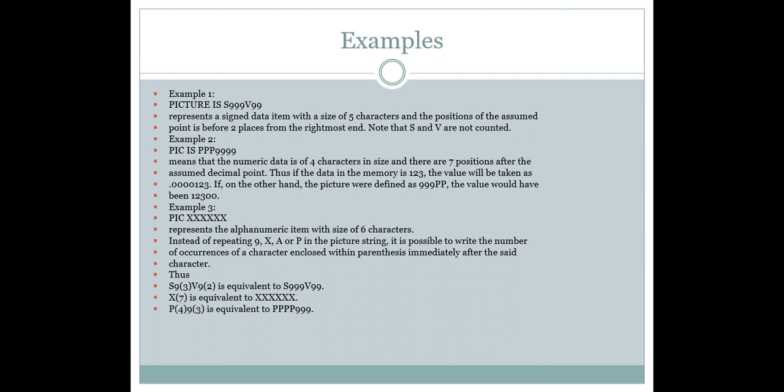Suppose you are going to insert a value of 123 within it. The value will be taken as a decimal point, then 4 zeros, and then 1 2 3. On the other hand, suppose the picture were defined as 999 and double B, which indicates the value as 123 and 00. So if you have values, they will be placed at those positions. Suppose you don't have any values, then instead of values, zeros will be placed there.